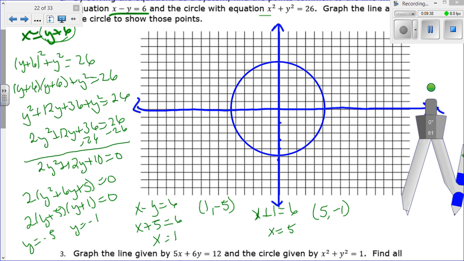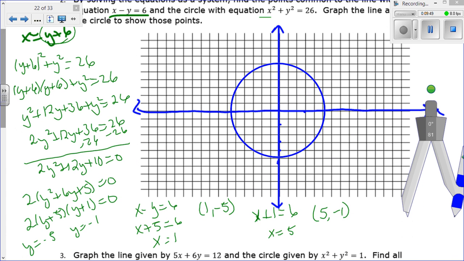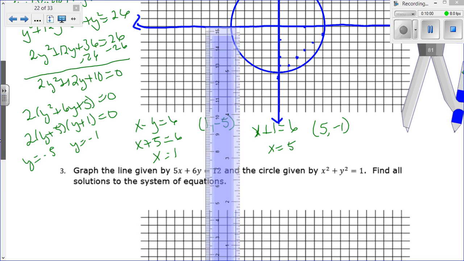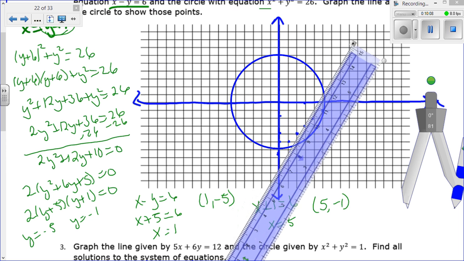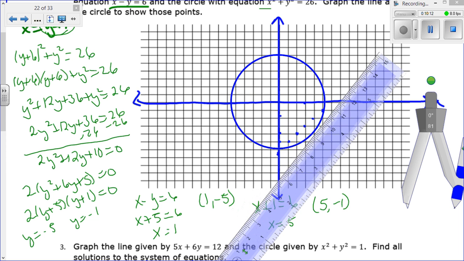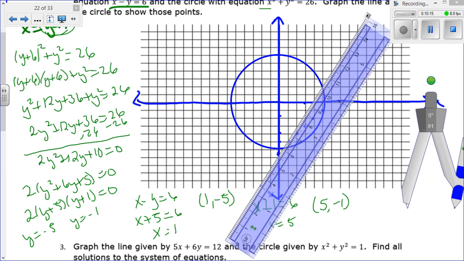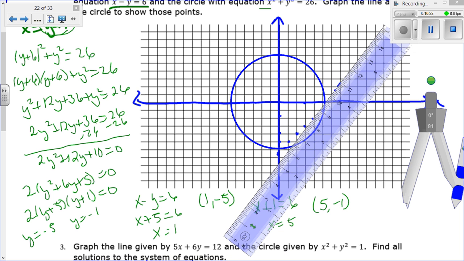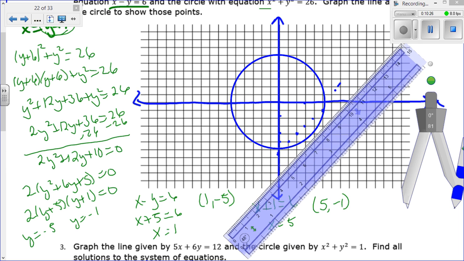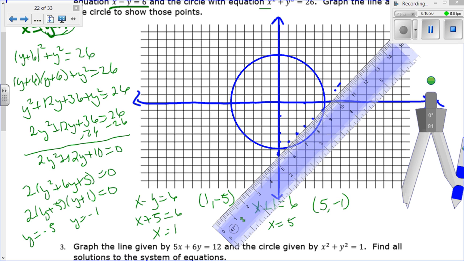Did I go over too far when I did this? 1, 2, 3, 4, 5, 1, 2, 3, 4, 5, 6. Okay. And then my slope we said was 1, so it's going to go up 1 over 1. And get my little compass back over here. See if I can line that up and help us out. I don't know if I can get this to be exact. It doesn't look like it's going to work in my favor here. Oh, and there it goes.